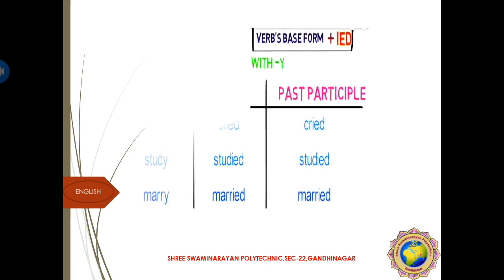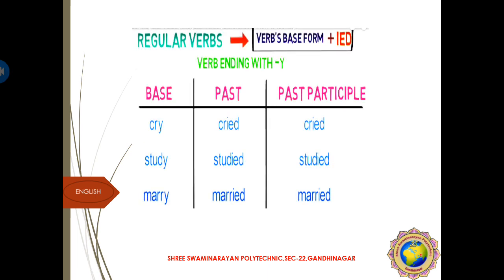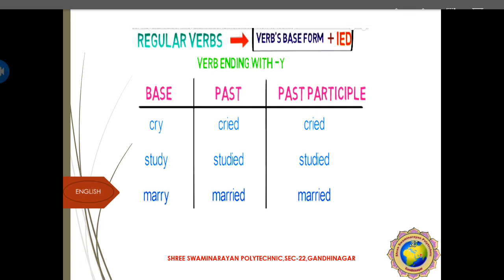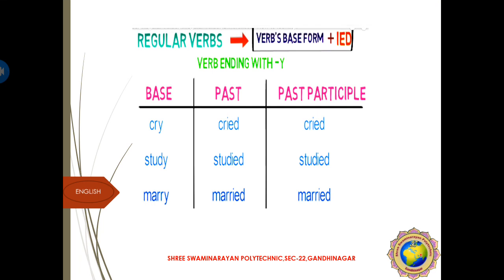And the third type is verb base form plus ied. Here I suggest the verb base form is cry. So this is a verb ending with y. The last letter is the letter y, so you have to replace the y with ied.